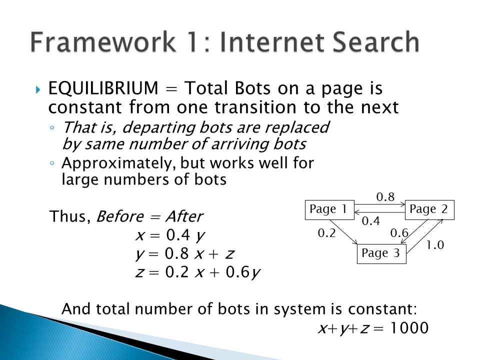It's approximate, but it works very well if you've got a large number of bots running around for a long period of time. So before equals after means x equals 0.4y, the before and after. y is 0.8x plus z, and z is 0.2x plus 0.6y. And there are 1,000 bots in the system, so x plus y plus z, the total number of bots, is 1,000.